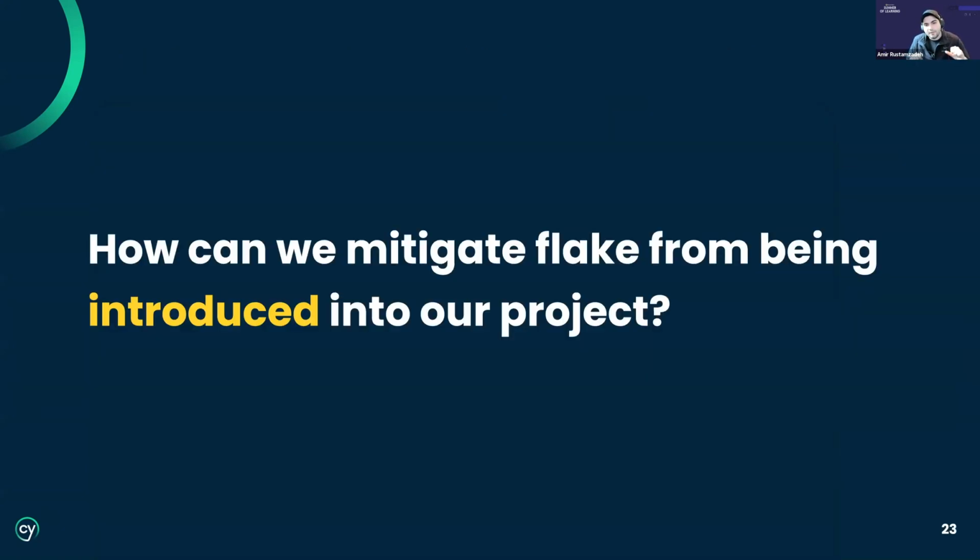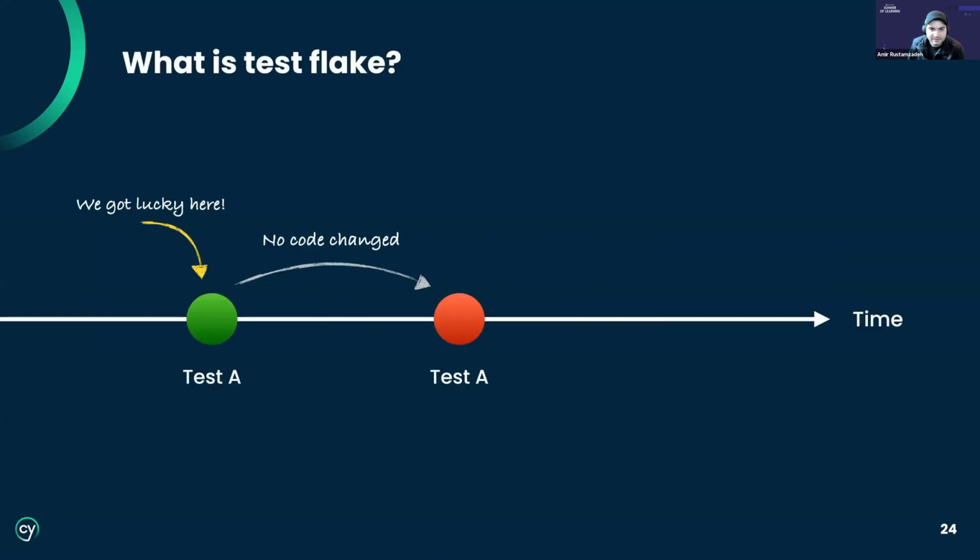Cool. So we've talked about how we can detect flakes and stay on top of them, but we also want to mitigate the introduction of new flaky occurrences into our project. We want to put a pause on this problem before it even enters our test suite. So let's go back to the example we started with, where we just had a test, we changed nothing, and then we ran it again and it failed. And so therefore it's flaky.